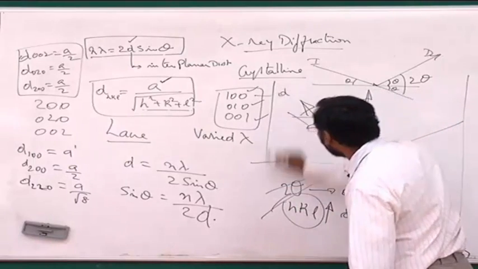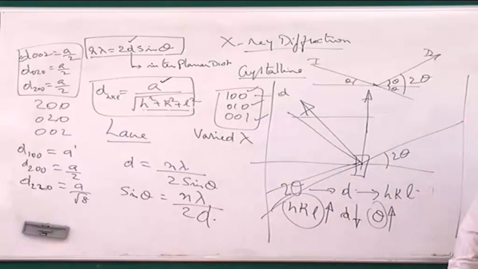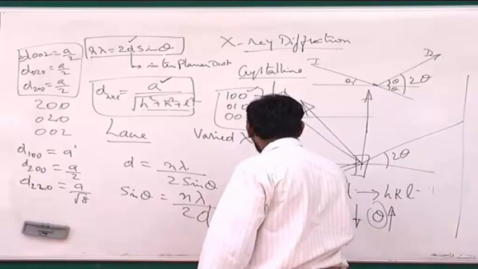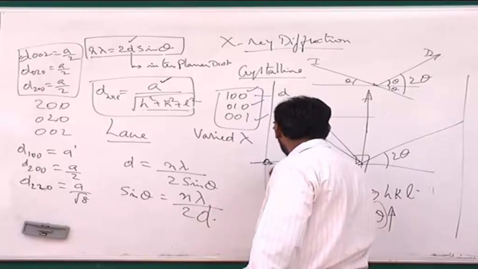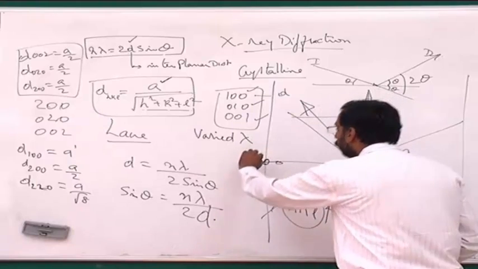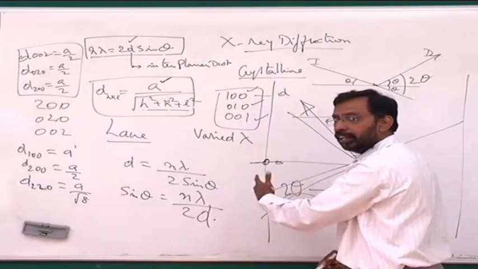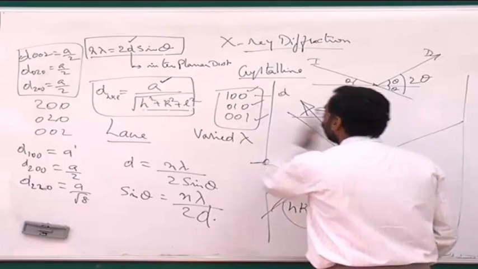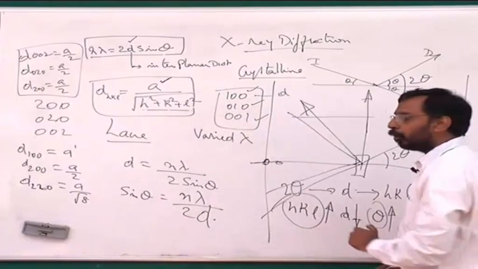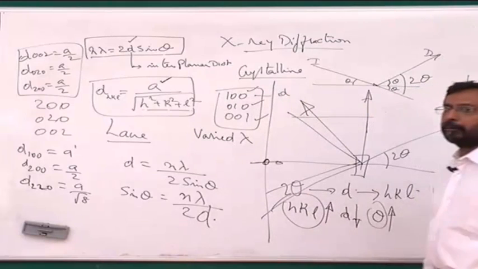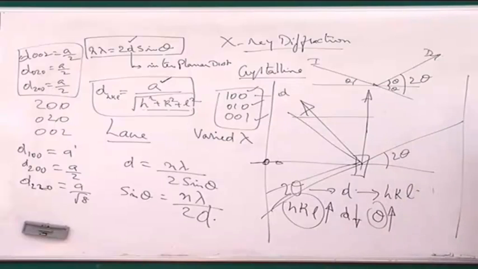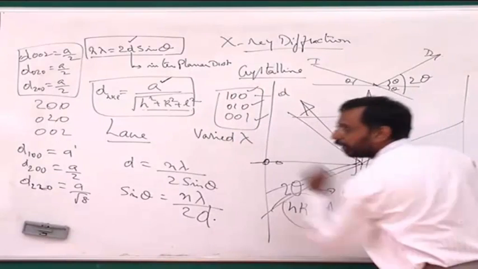Then you have to have one more screen here, with a hole, so that the transmitted X-ray beam will go through this hole of that particular screen, and then the diffracted beams come in a reflected mode and hit this. This is what is called backscattered diffraction. This is called transmitted mode. This is called backscattered mode.